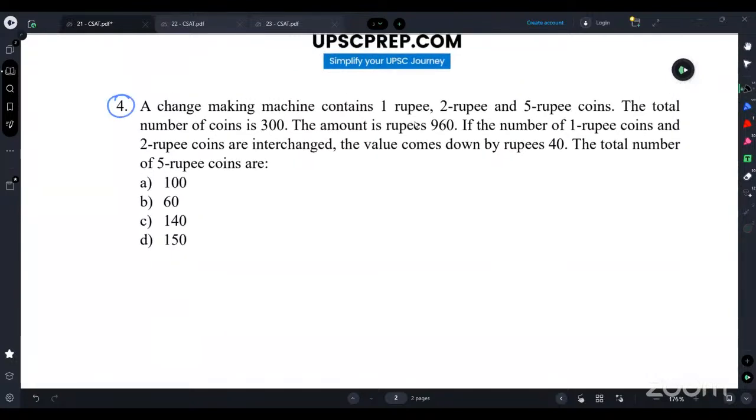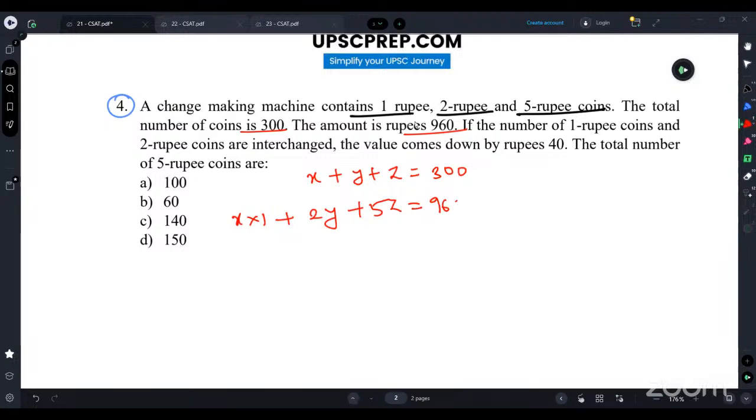We have a change making machine. A change making machine contains 1 rupee, 2 rupee, and 5 rupee coins. The total number of coins is 300. Now let's say, guys, I consider 1 rupee coins as X, 2 rupee coins as Y, and 5 rupee coins as Z. We have a total of 300 coins. The amount is 960 rupees. Now how will we calculate the amount? X into 1, because the value of a 1 rupee coin is 1 for each coin. Then it will be 2Y, because the value of a 2 rupee coin is 2, and it will be 5Z. And this amount equals 960 rupees.